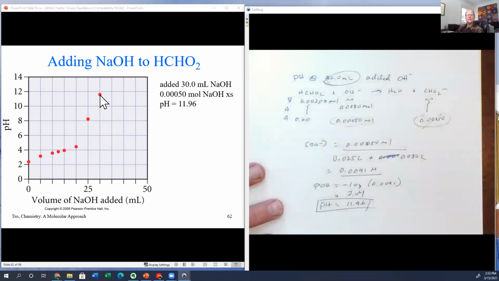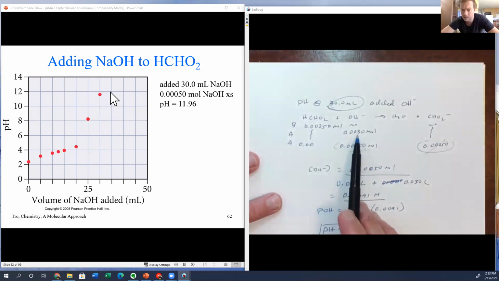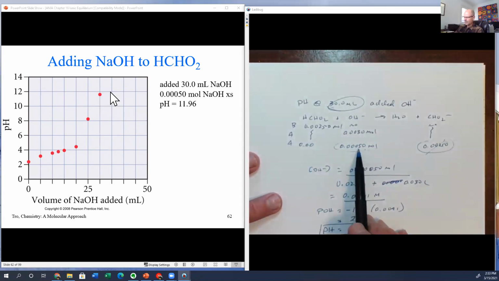Does that make sense? What would I do at 35 milliliters? What would change here? Instead of this being 0.0030, it would be 0.0035, right? So this still goes to 0, this still goes to that, but this, instead of being 0.0005, becomes 0.0010, right? And if I figure out the pH of that, divide by the total volume, I get this next point, which is 12.22.